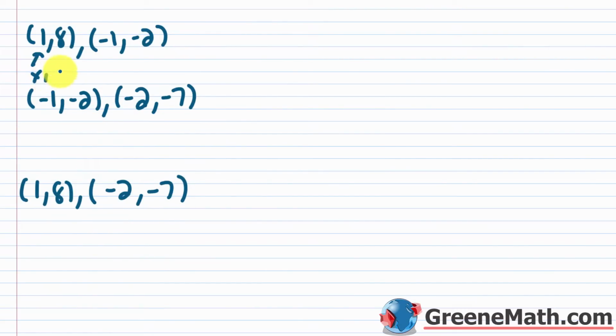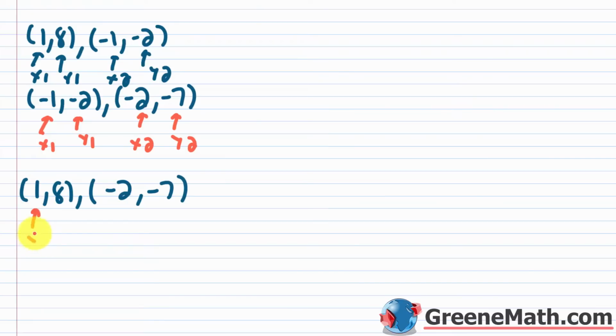So this is x sub 1 and y sub 1. This is x sub 2 and y sub 2. And then let me come down here and say this is x sub 1 and y sub 1. This is x sub 2 and y sub 2. And then this is x sub 1 and y sub 1. This is x sub 2 and y sub 2. Okay, so we're just going to plug into the distance formula.